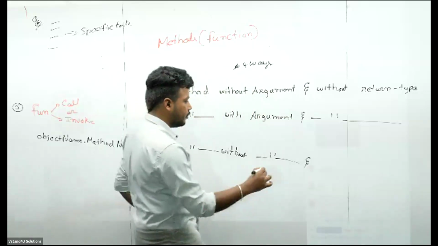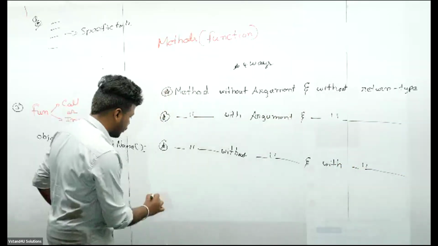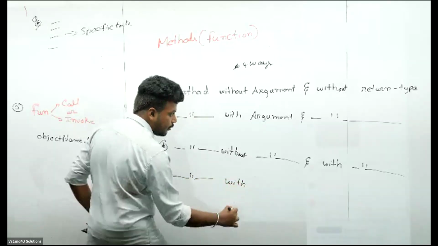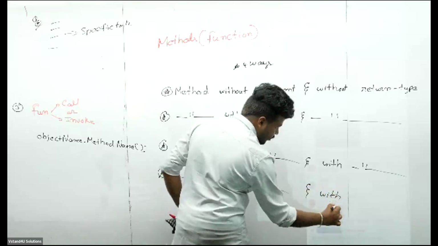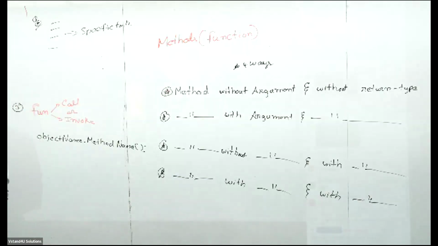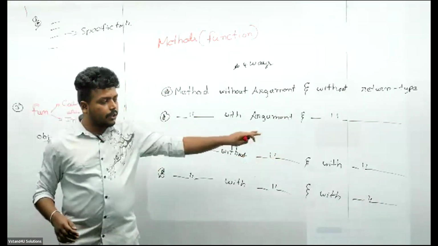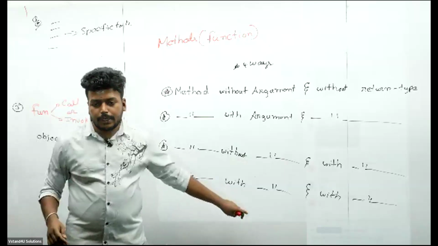Without argument. Method with arguments. Okay, write down. We'll start with the program one by one. There are four ways to declare the methods: method without argument and without return type, method with argument and without return type, method without argument and with return type, method with argument and with return.